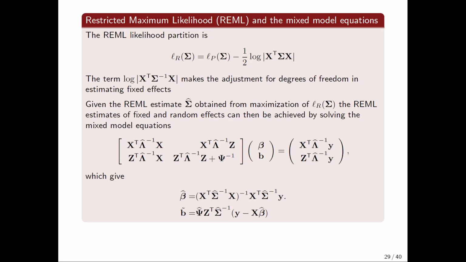This is for studying on your own time. Just to give you an overview, it simply restates the REML likelihood partition with the adjustment term for the degrees of freedom used in estimating the fixed effects. And it presents the mixed model equations. Given the REML estimate of sigma, the fixed and random effects can be obtained together jointly by solving the linear system shown here, a block system in beta and b, and the solutions are exactly the estimators we've already seen, the GLS form of beta and the BLUP form for the random effects.